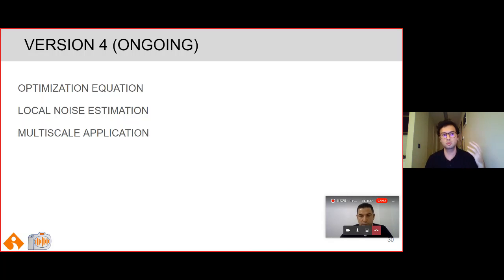Now we are working on version 4, an ongoing study. We are trying to get the optimization equation by using local noise estimation. Maybe then we will create a version 5 for the multi-scale application. Then we can produce a very robust denoising algorithm for any conditions.